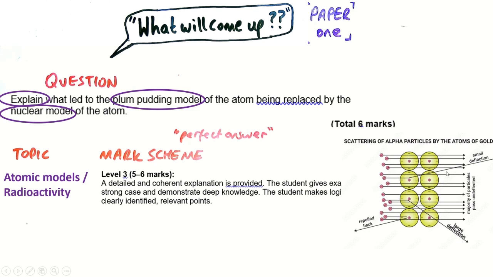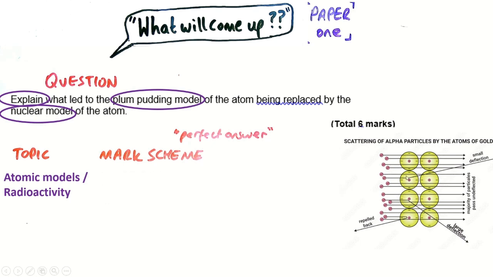Now, to be able to get your marks in this question, we're going to talk about those 2 models, then we're going to talk about why this experiment helped find out the nuclear model was the correct, or the most accurate model of the atom. So you get marks in this question. This is the exact mark scheme for talking about the alpha particle, or the Rutherford scattering experiment.